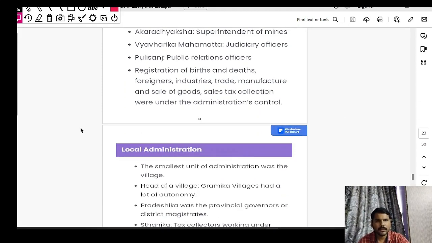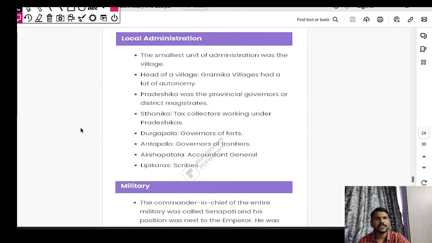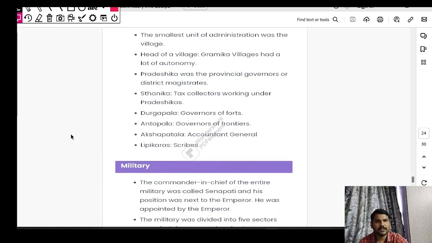If you look at the local administration, the smallest unit was the village. You have the Tirthas, Adhyakshas, Mahamatas, etc., and at the provincial and local level, you have the village, and the head of the village was the Gramika. The Pradeshika was the provincial governor or district magistrate, like today's collector. Sthanikas were tax collectors working under Pradeshikas. Durgapala was governor of forts, Antapala governor of frontiers. Lipikara was a scribe. You can read the name and make out, and you have to remember these things.